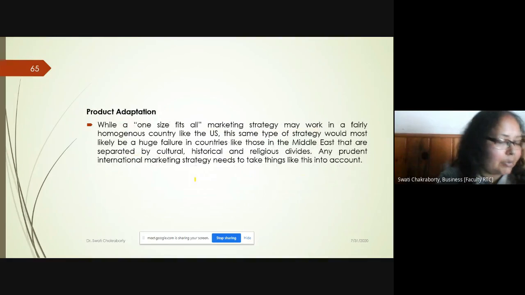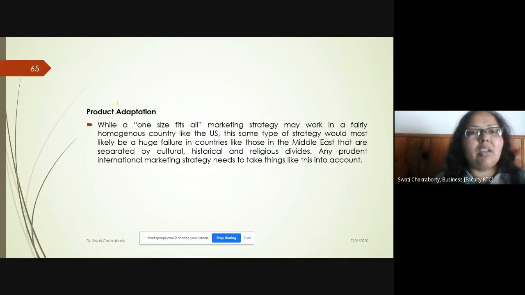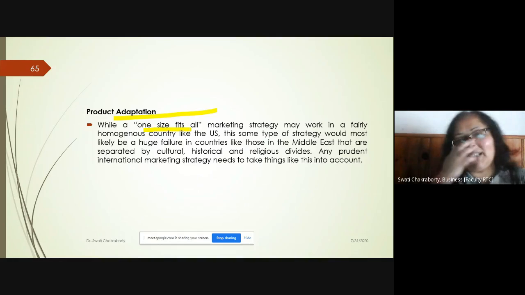Product adaptation, right? So product adaptation is, as I said, if you follow the concept one size fits all, then it will not work in an international market, right? It can work for countries like the US where everything is the same, but it will not work for the Indian market or Middle East. So you need to tailor make your products to meet the needs of that economy.